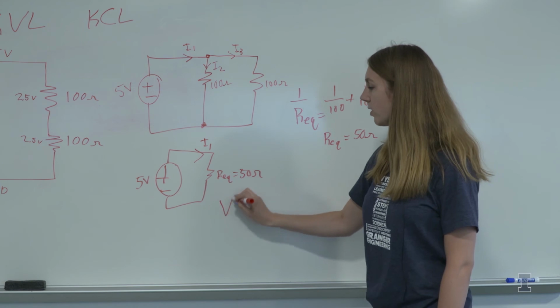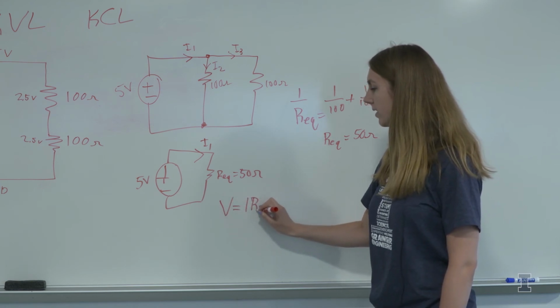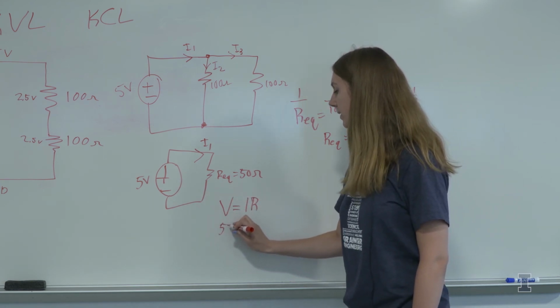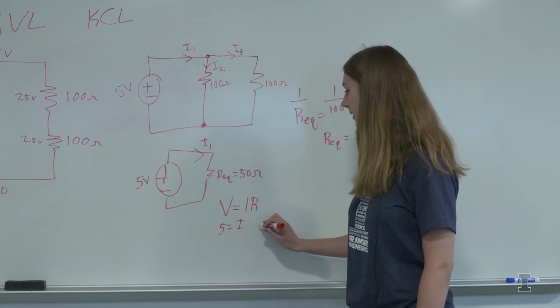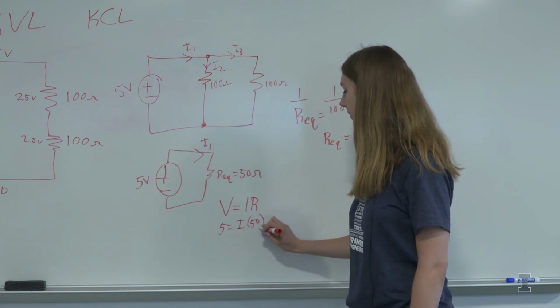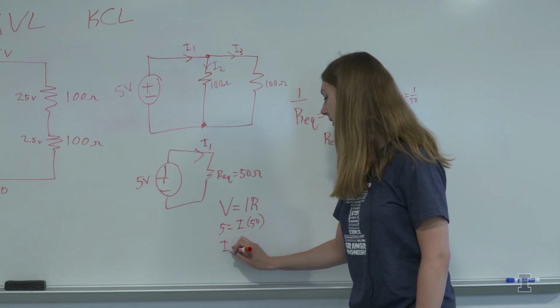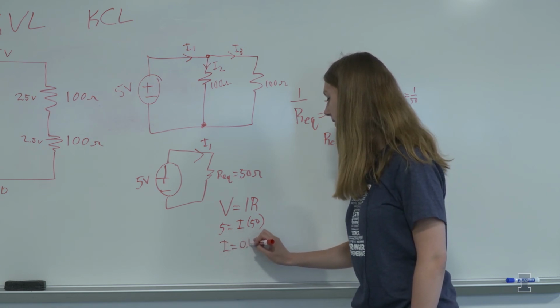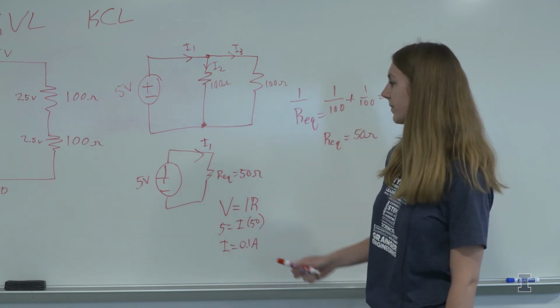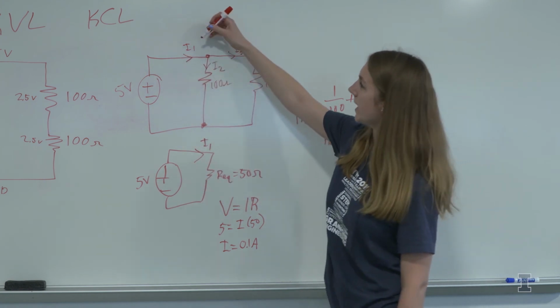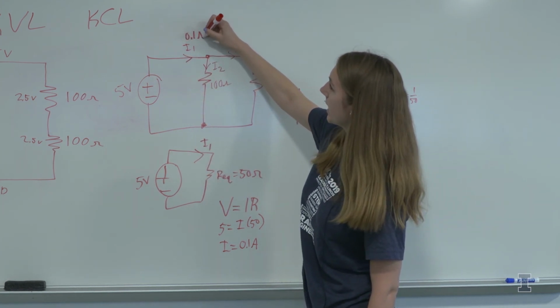And then we know using Ohm's law that V equals IR. So we have 5 is equal to I times your resistance, which is 50. So we get I is equal to 0.1 amps. All right, so we've solved that I1 going in is 0.1 amps.